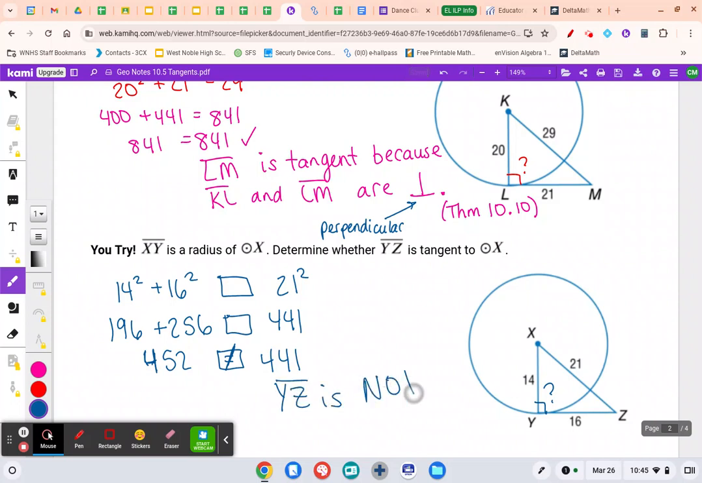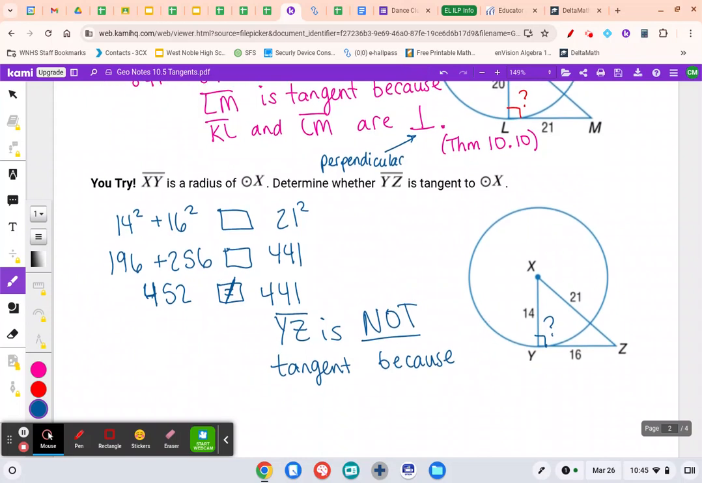YZ is not tangent because YZ and XY are not perpendicular. Once again, theorem 10.10.